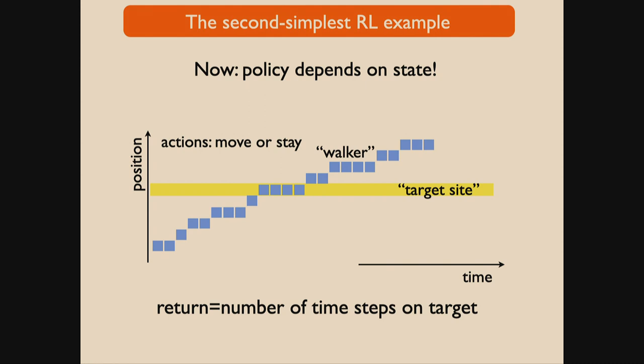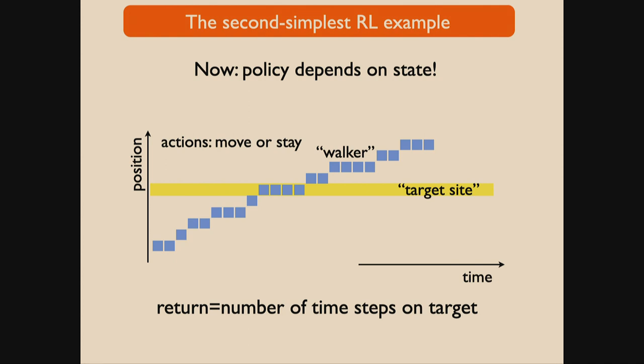It just had to decide whether to move up or down. Here we have something more interesting I introduced to you. So here we have, again, a random walker. In this case, it has a probability of either moving up or staying put. And in this case, the random walker will be asked to stay as long as possible on a certain target site. So in order to be able to do that, it somehow has to have information about the position of the target site. Otherwise, if it's completely blind, it will never be able to solve the task.